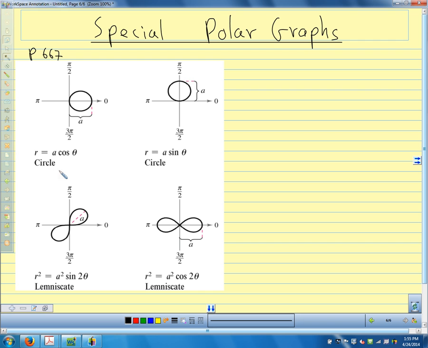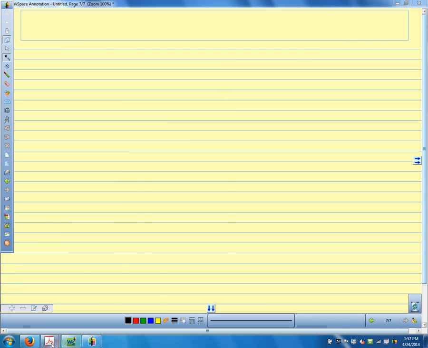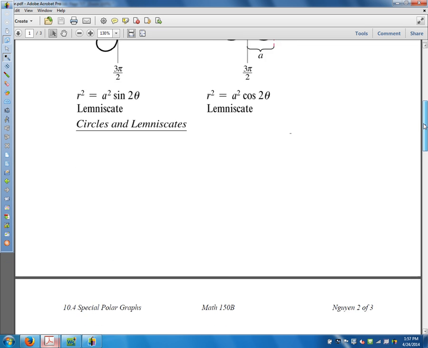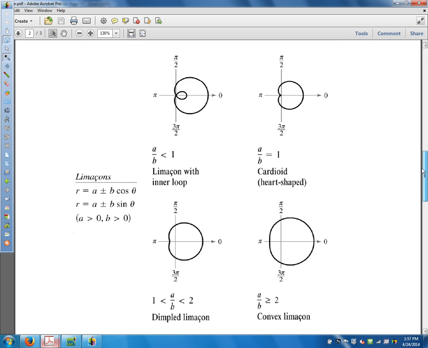So let me grab a couple more. These special polar graphs are really nice. The next ones are our limaçons.